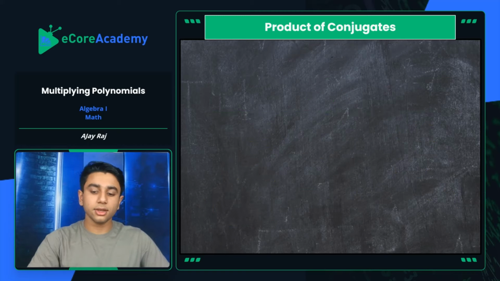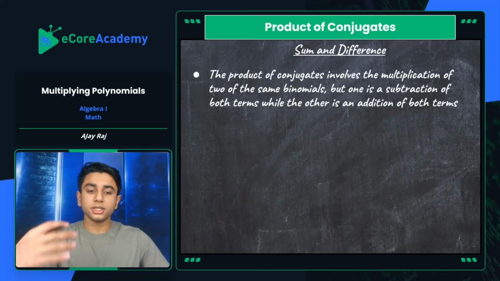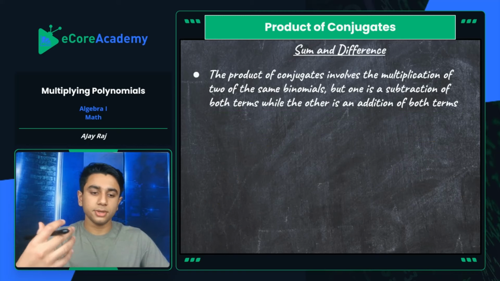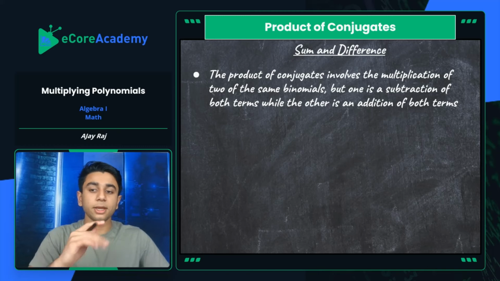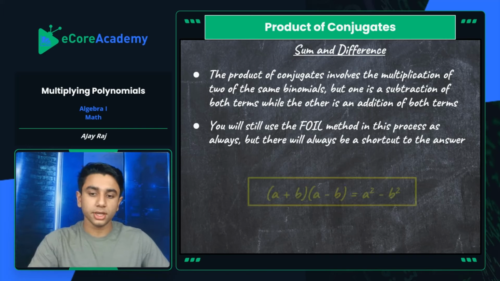And now on to our second special case. We have the product of conjugates, so that's the sum and difference. The product of conjugates is actually fairly simple, although its name might be a little bit intimidating. It involves a multiplication of two of the same binomials, except that one is a subtraction of both terms and the other is an addition of both terms. You'll still use the FOIL method in this process as always, but just like our squaring of a binomial, there will always be a shortcut to the answer.